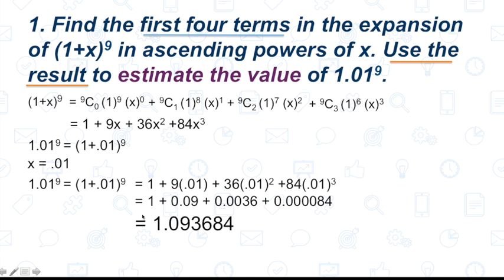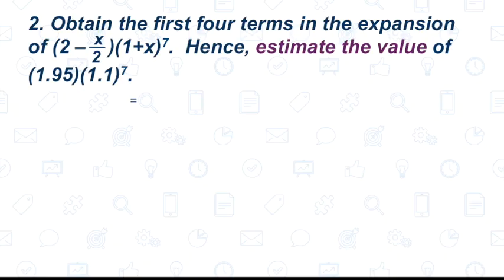And that will be 1.093684. So any answer that is somewhat not similar to this will definitely be marked wrong. Okay, so this is more of following the instruction and using the previous answer from the first question to answer the second question. Now let's look at the second problem.